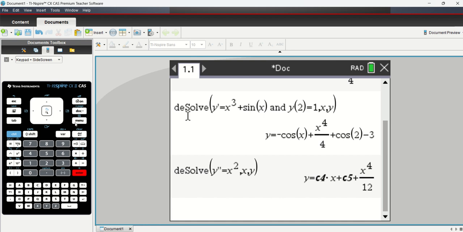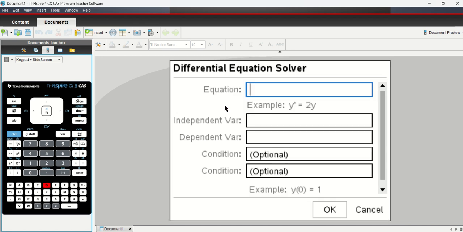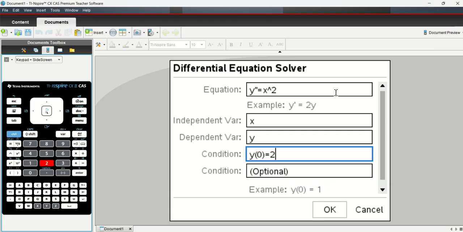So let's have a look at what that looks like. So menu, calculus, DEsolve. I'm just going to go quickly on my calculator, save a bit of time. Second derivative, what do we say? X squared, I think it was. Independent variable x, dependent variable y. Now, if we put a condition here, we could say y naught is equal to 2. We said here, y0 is equal to 2, and the derivative of y when x equals 1 is equal to 5. So y dashed 1 equals 5.